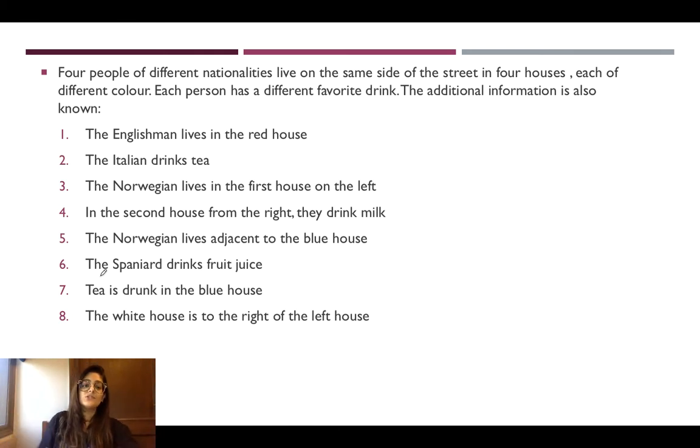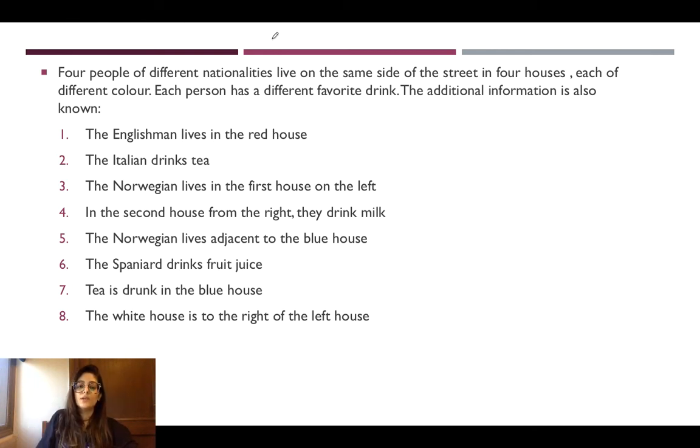Now in this question we have this information. 4 people of different nationalities, they live on same side of the street in 4 houses. Each of the houses of a different color. Each person has a favorite different drink. So we know that there are 4 houses. Each house is of a different person of a different nationality. Each house has a different color and each person living in the different house has a different favorite drink. So there are a lot of things.